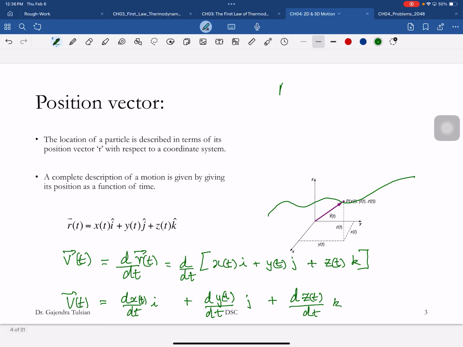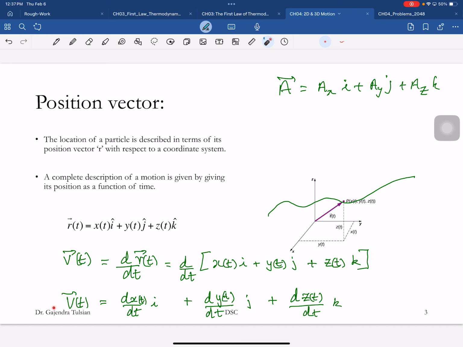Just like you've seen for a vector, this is the ax, ay, az. Okay, the x component of the velocity is given by that. The y component of the velocity is given by that. The z component of the velocity is given by that. Okay?